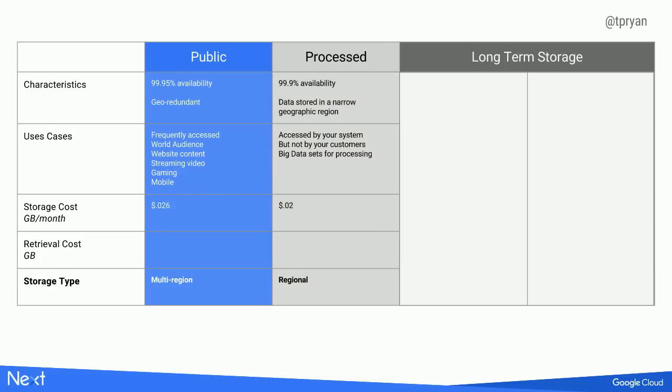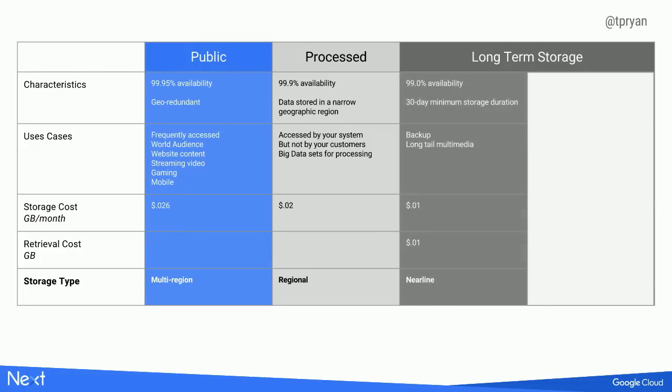For process data, we have a little less availability. Makes sense because it's not geo-redundant. And it's accessed by your system, so you need to run big data jobs. You want this data to only live in one place and be pulled in by a set of servers in one geographic location. We do that for you. It is cheaper. It's 2 cents per gigabyte per month. We call it regional.